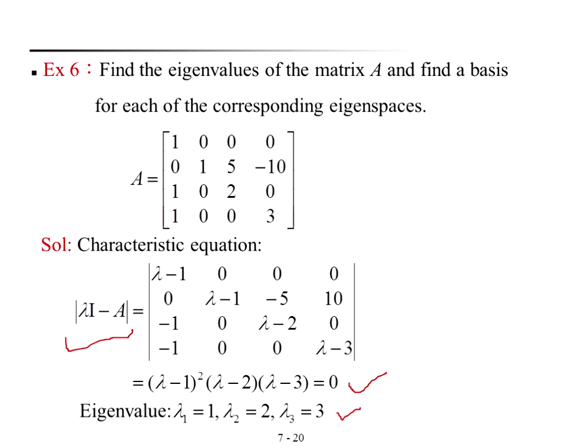Now find the eigenvectors. One by one I am going to find them. First I find the eigenvector corresponding to lambda1 is equal to 1. Then I find the eigenvector corresponding to lambda2 is equal to 2. Then I find the eigenvector corresponding to lambda3 is equal to 3. So first, for lambda1 is equal to 1, find the eigenvector.